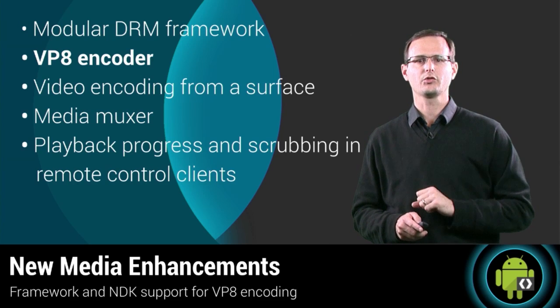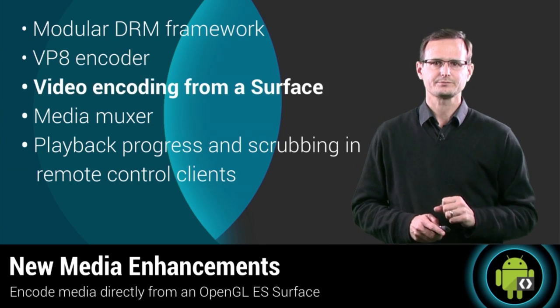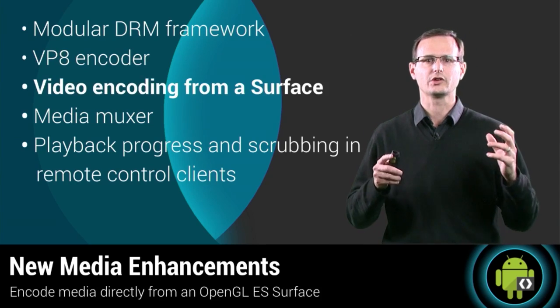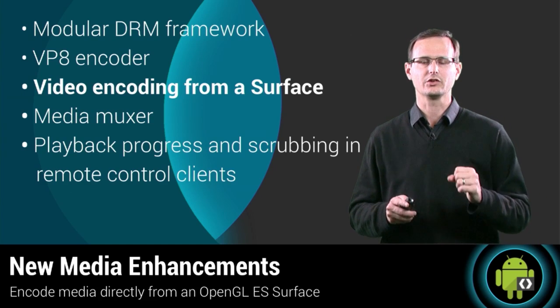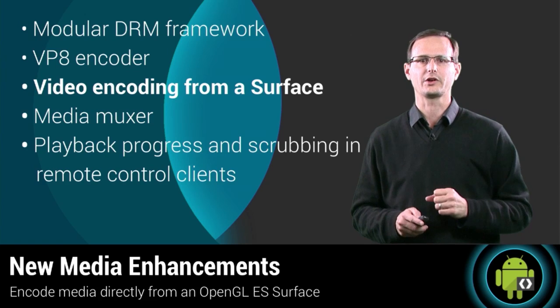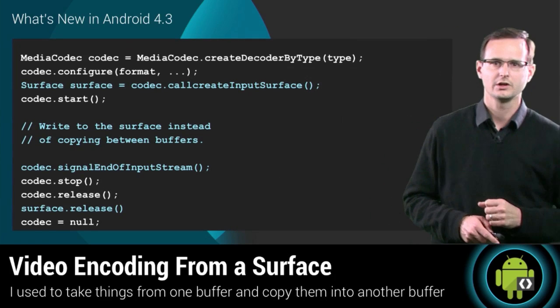Back in Android 4.1, the MediaCodec class introduced support for low-level encoding and decoding of media, but it required that it be provided as a byte buffer array. In Android 4.3, you can use a surface as the input to an encoder, so you can encode input directly from an existing video file or using frames generated from OpenGL ES.